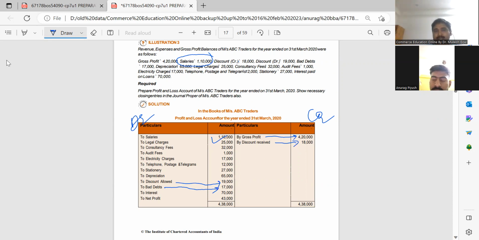Next is our legal charges. Legal charges are also shown in the debit side. Next are audit fees, electricity charges, telephone, postage. These are all our expenses.